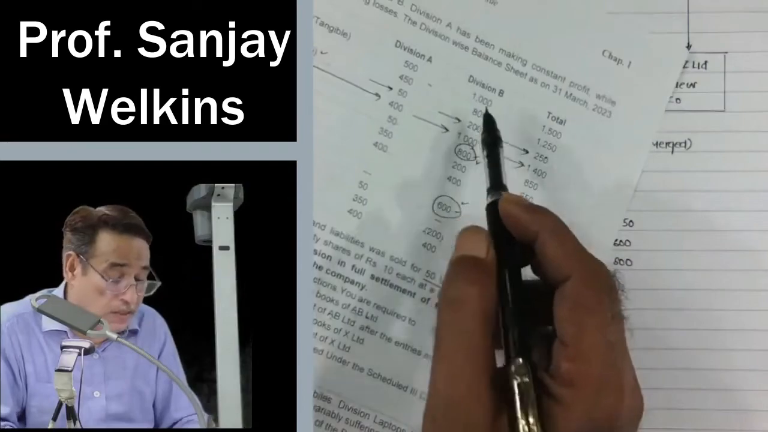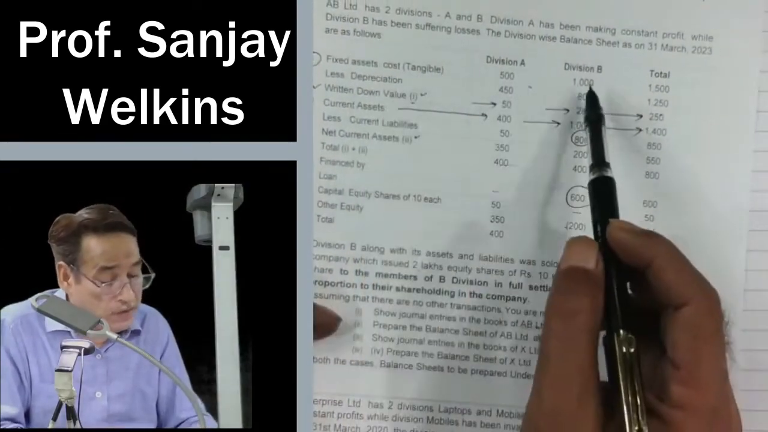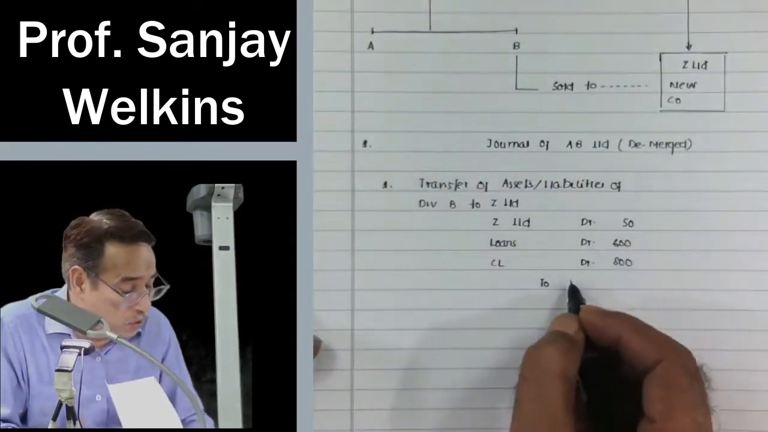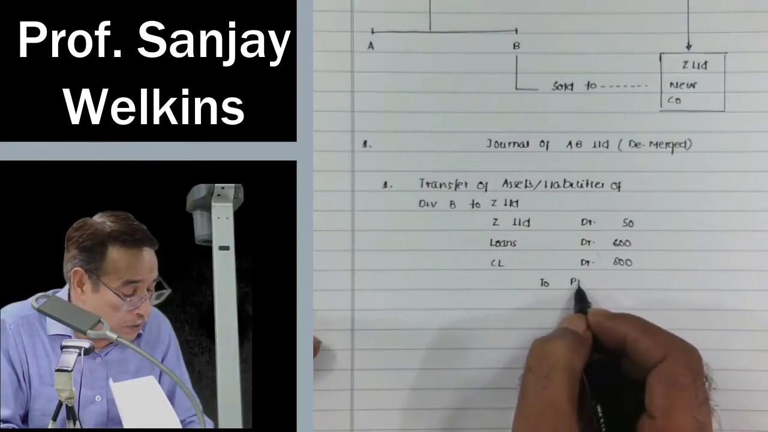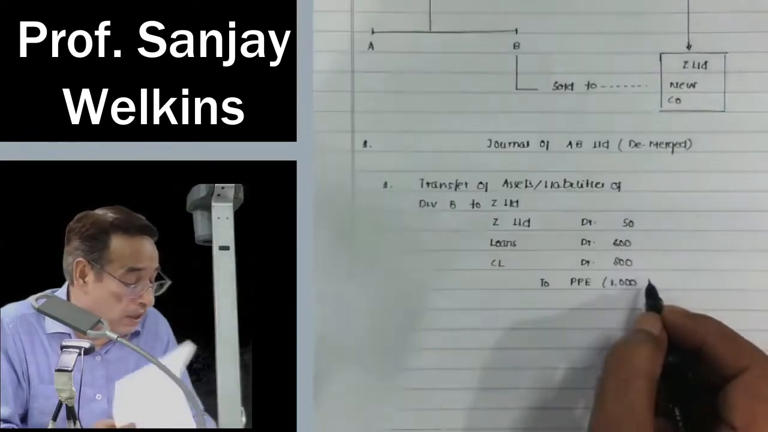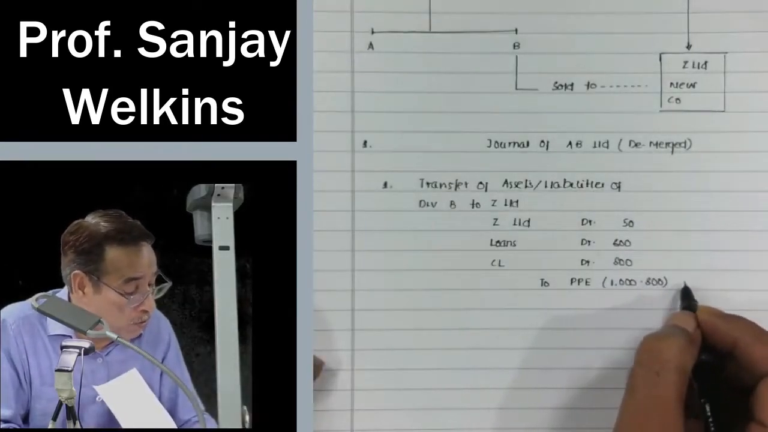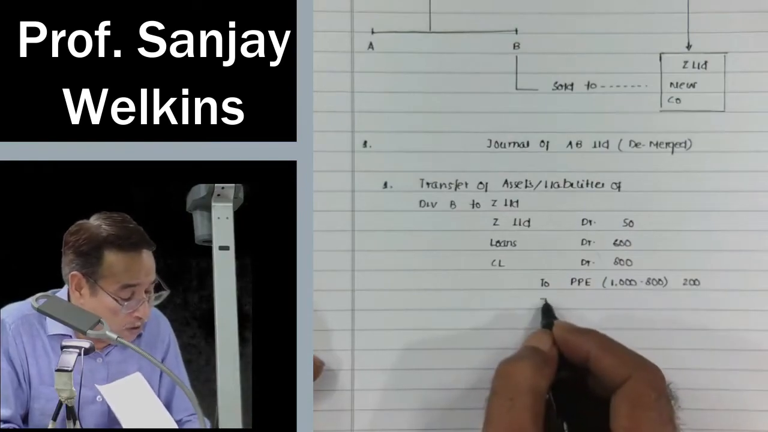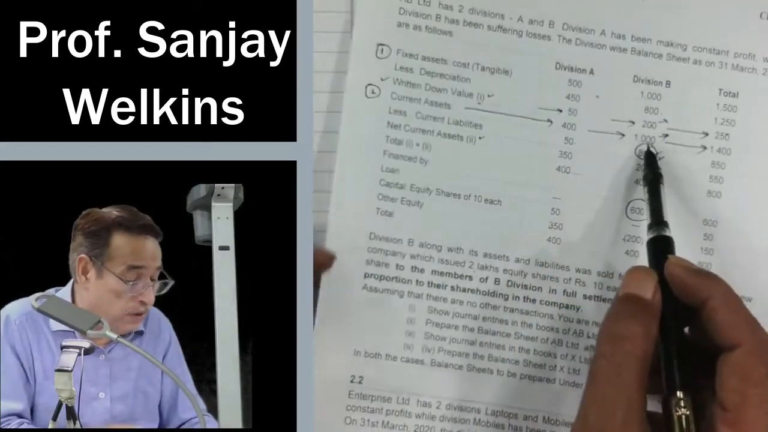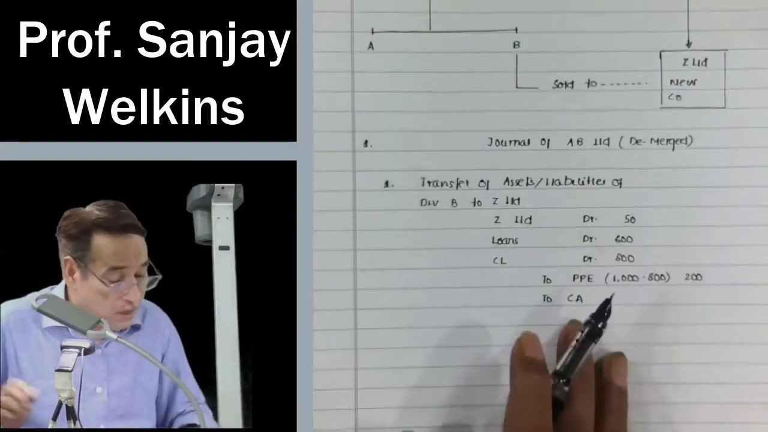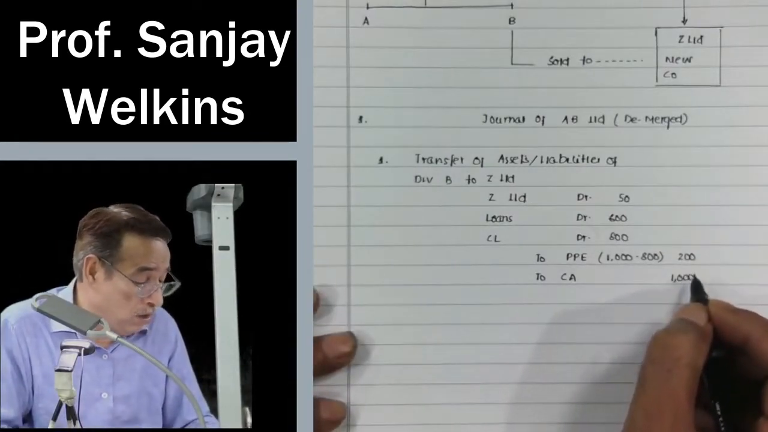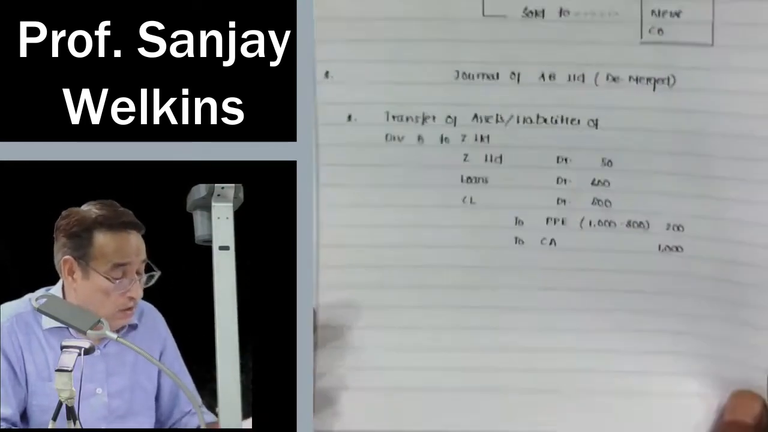Assets. One asset is in the form of property, plant and equipment, that is fixed asset, having a gross figure of 1000 less depreciation 800, written down value 200. So I can simply write here fixed asset or property, plant and equipment, that is 1000 minus 800, 200 net value. Then current asset. Current assets were to the extent of 1000. Correct? This is the position.